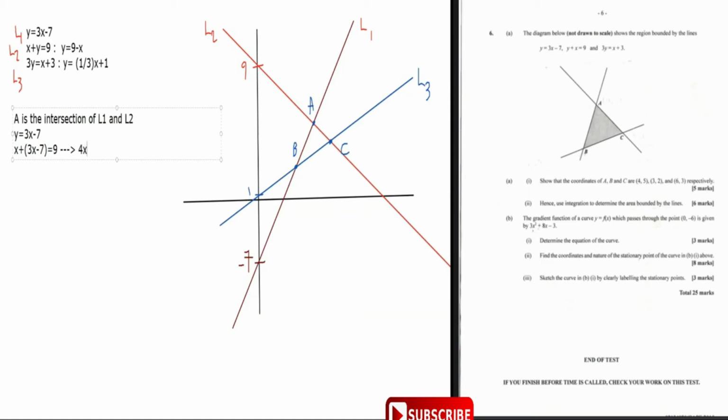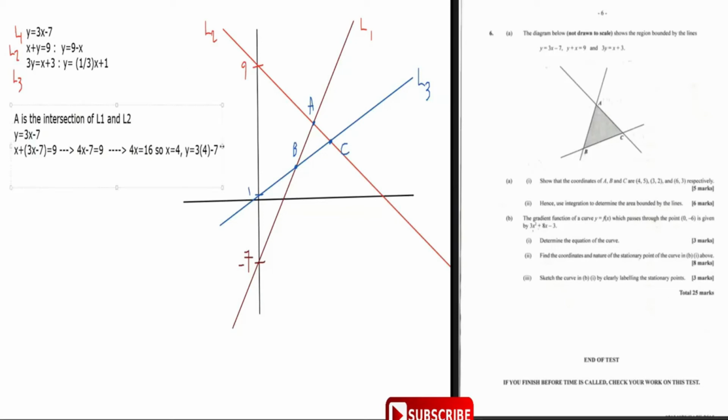We're getting 4x minus 7 is equal to 9. And so that is telling us that 4x is equal to 16, so x equals 4. If x is equal to 4, we plug it into y, and so y is going to be equal to 3 times 4 minus 7. So 3 times 4 minus 7, that will give us y.